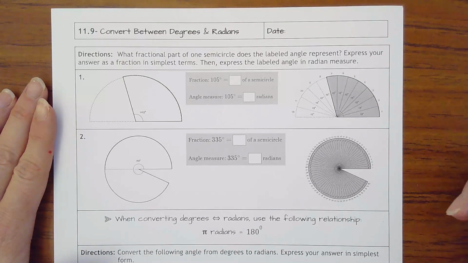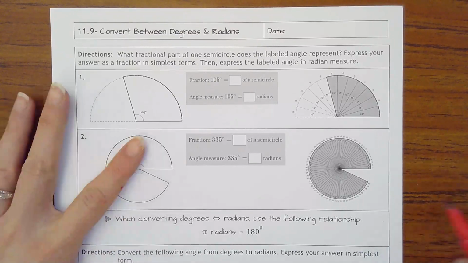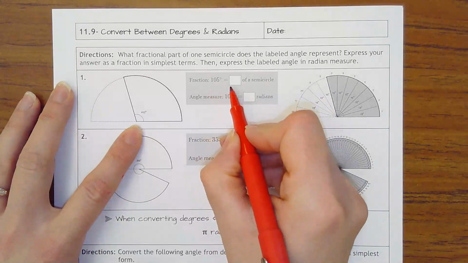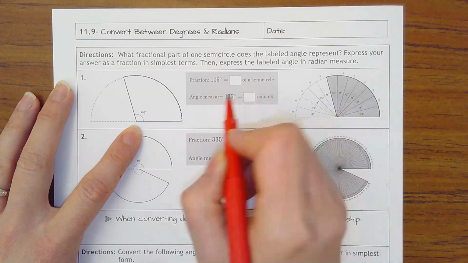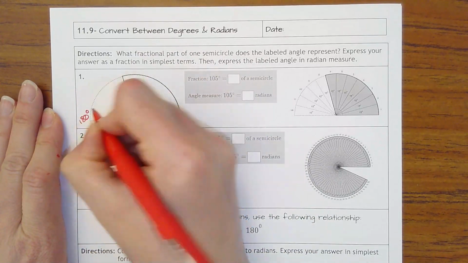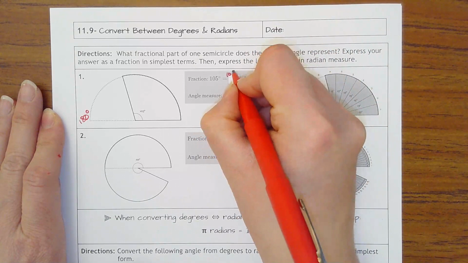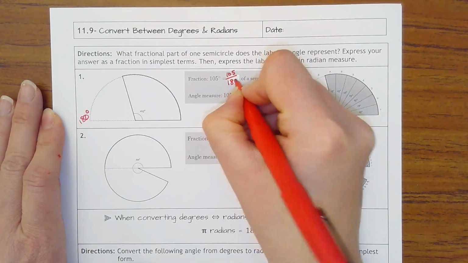So the directions say, what fractional part of one semicircle does a labeled angle represent? Express your answer as a fraction in simplest terms. Then express the labeled angle in radian measure. So it's saying 105 degrees is what part of a semicircle? We know that a semicircle, half a circle, is 180 degrees. So you're simply saying that it's 105 degrees out of 180.